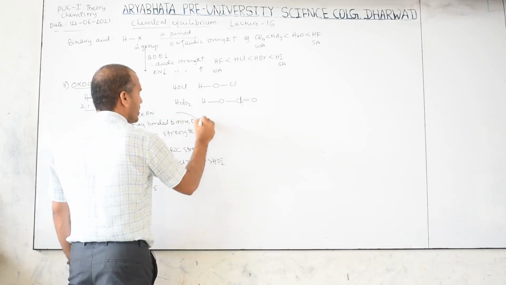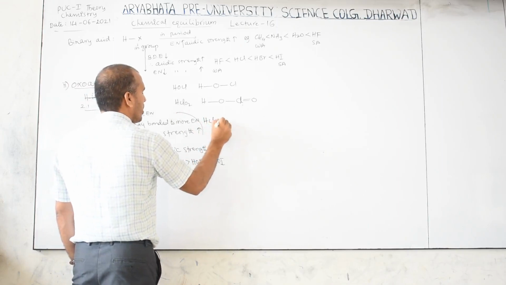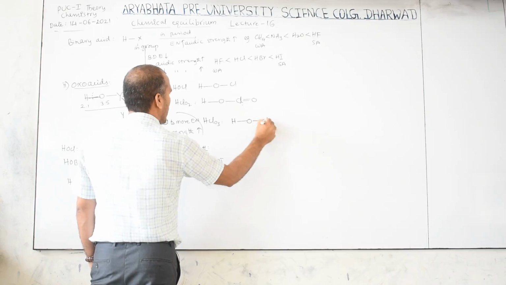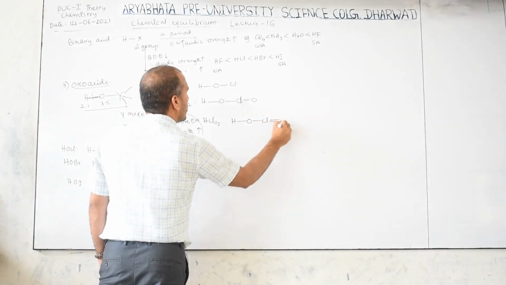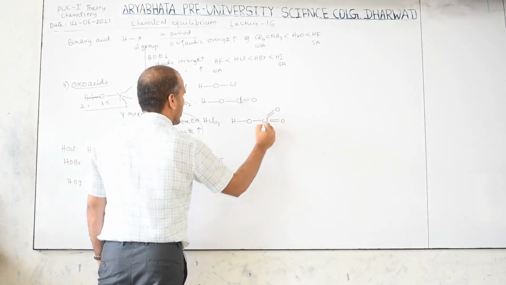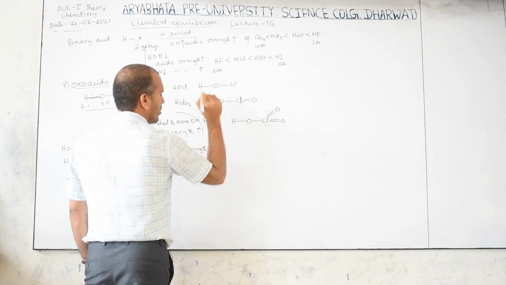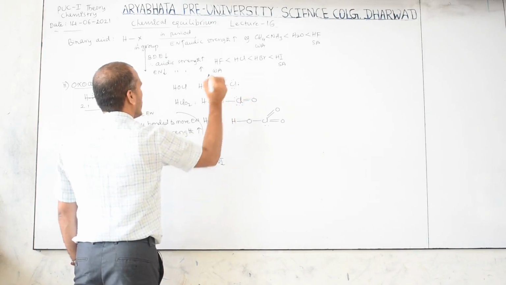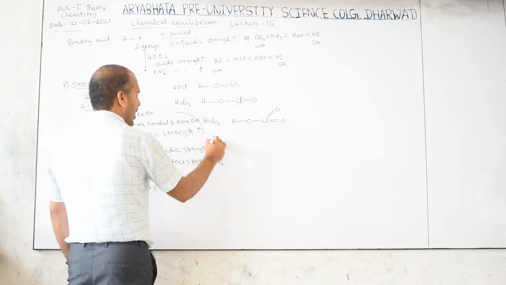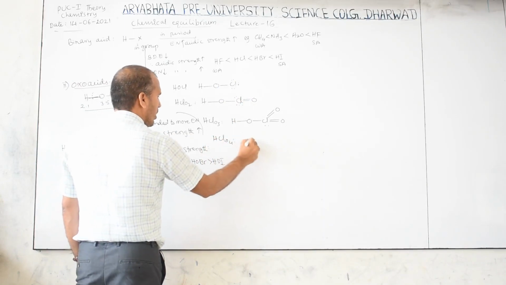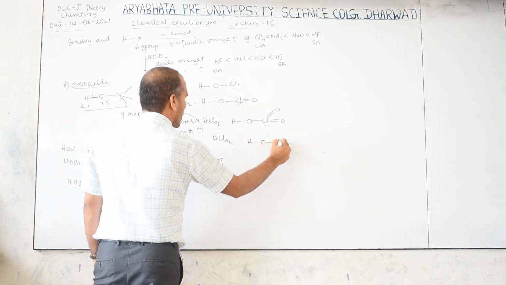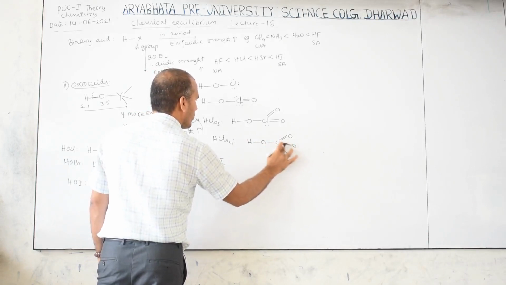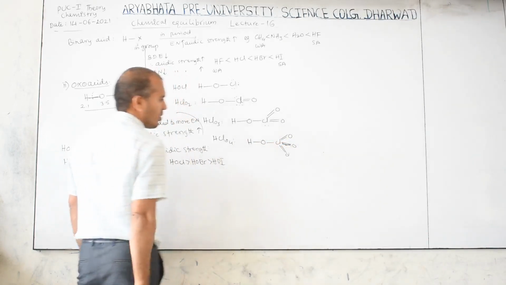Next another one is HClO3. This can be represented as HOCl with a double bond to O. Another is a lone pair here. Here are 2 lone pairs. Here 1, 2, here 3. If you want, you can write this like HClO4: HOCl, with double bond O, double bond O, double bond O.